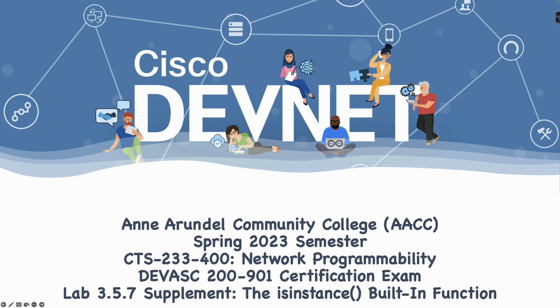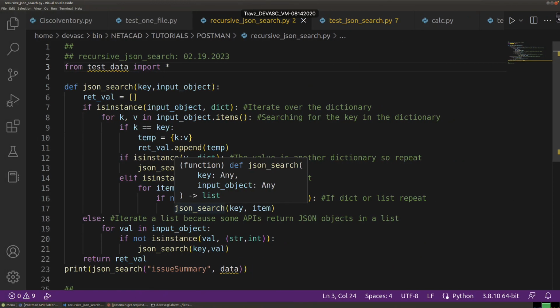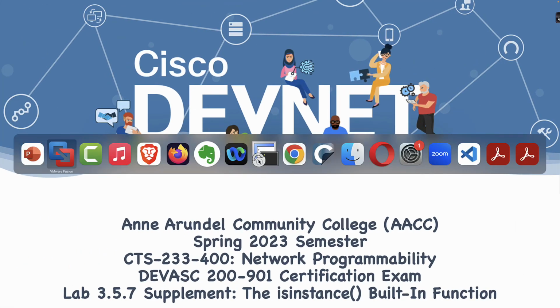Programmability course. This is the Cisco Networking Academy's DEVASC 200-901 certification exam preparation course, and in this video supplement, we're going to be taking a look at Lab 357 and specifically the isinstance built-in Python function. Now, this is going to play a critical role in our JSON search function that we're going to be creating as part of Lab 357 in that recursive_json_search python file. And I want to make sure that we're clear on exactly how this function works by providing you with some examples. So let's go ahead, and we're actually going to do this locally here.